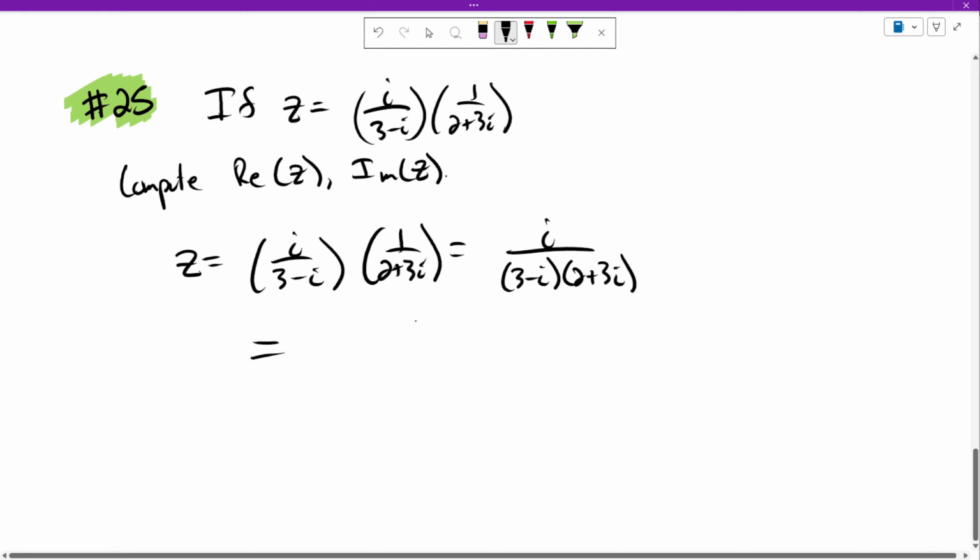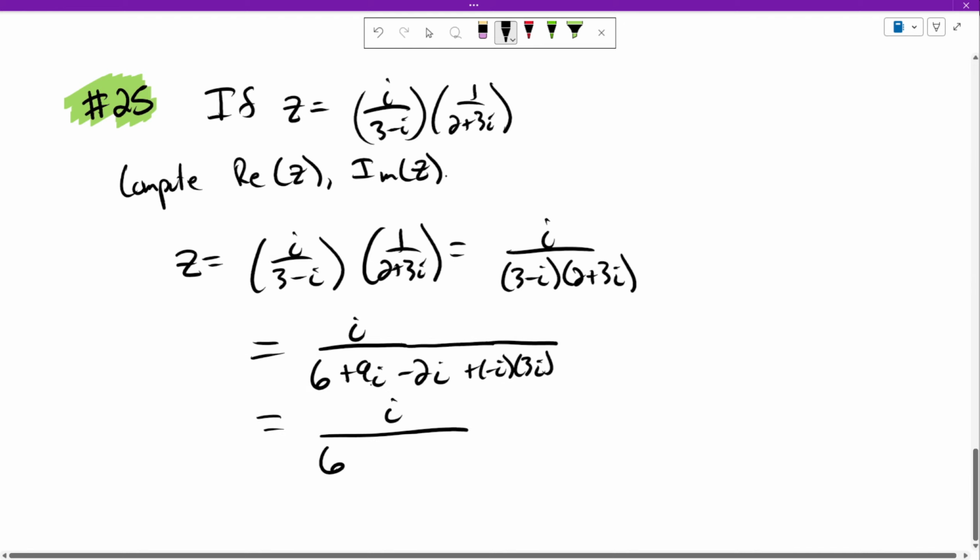And now let's multiply out our denominator by FOILing. 3 times 2 is, I'm going to skip some steps here, 3 times 2 is 6. 3 times 3i is 9i. Negative i times 2 is negative 2i. And negative i times 3i, well, let's be a little bit careful here. We'll write that one out.